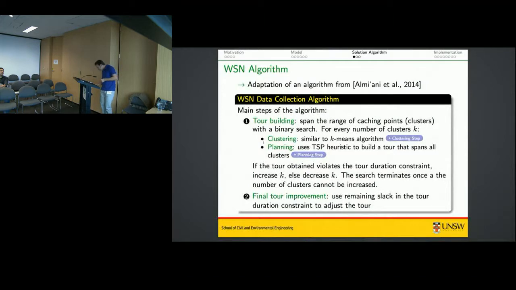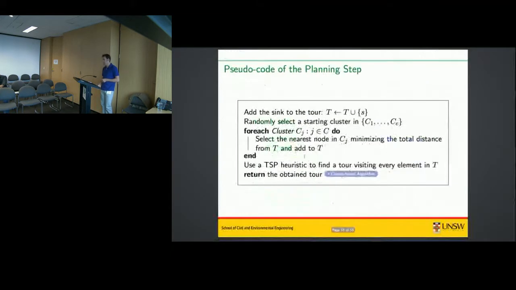So for this step, we use a TSP heuristic. I think Christofides' heuristic was implemented. And that's actually the highest complexity of the whole algorithm. But basically, the planning step goes this way. We first add the depot to the tour. And we randomly select a cluster among the set of clusters we obtained from the previous step. And for each cluster, we select the nearest node minimizing the total distance from the cluster to the tour. So we take all the nodes in the cluster and all the nodes in the tour, and we look at which distance minimizes the total sum.